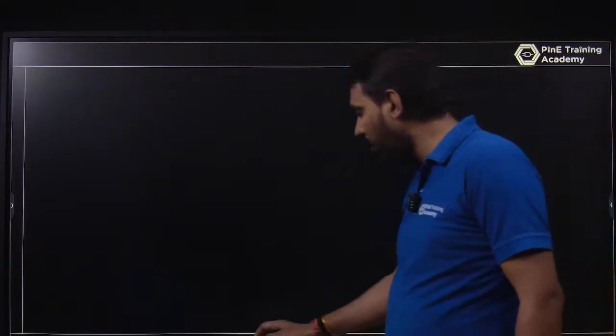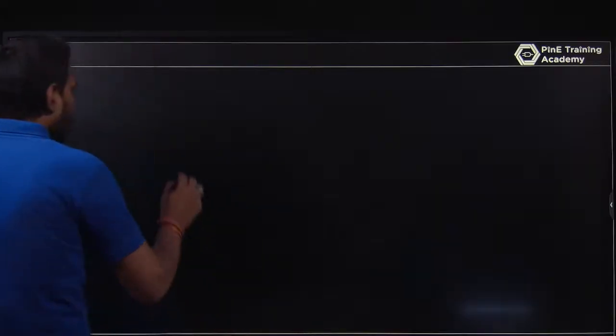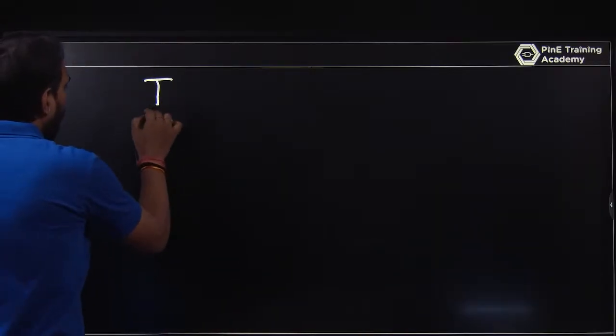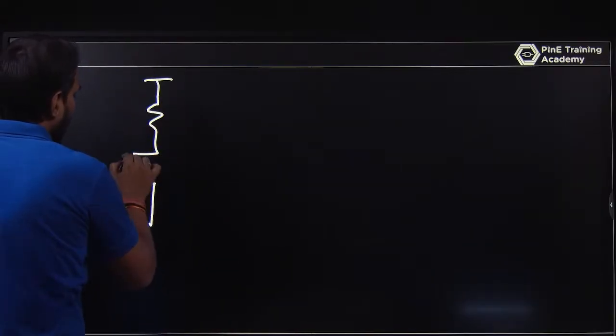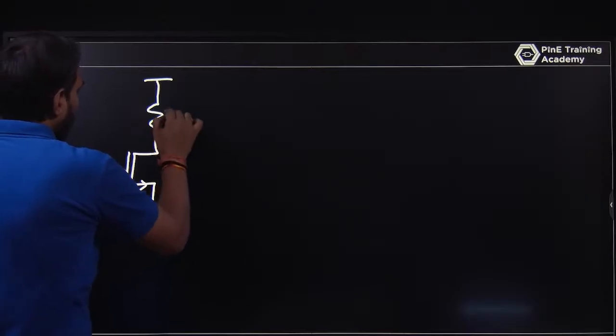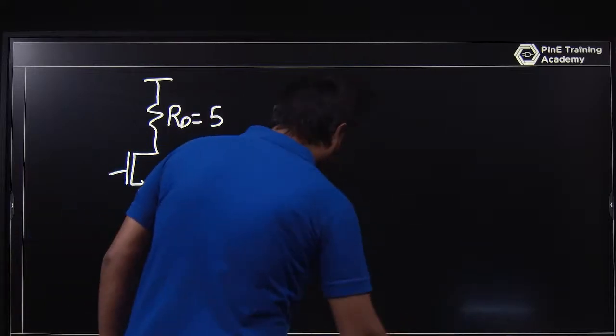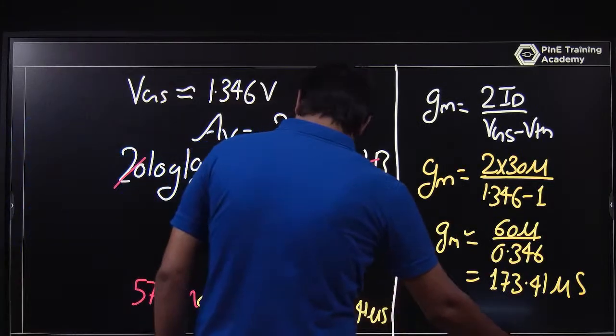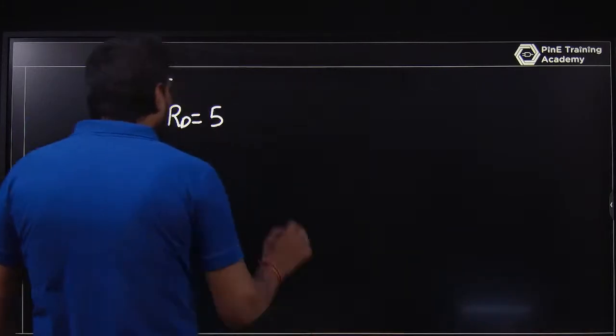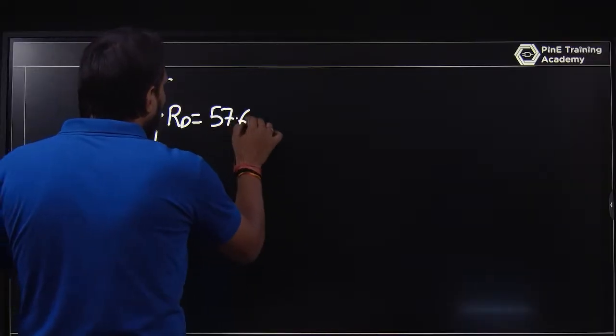Okay, you have a value. What value do you have? Till now you have this circuit, and on the basis of that you decided that RD is approximately 57.67 kilo ohm.